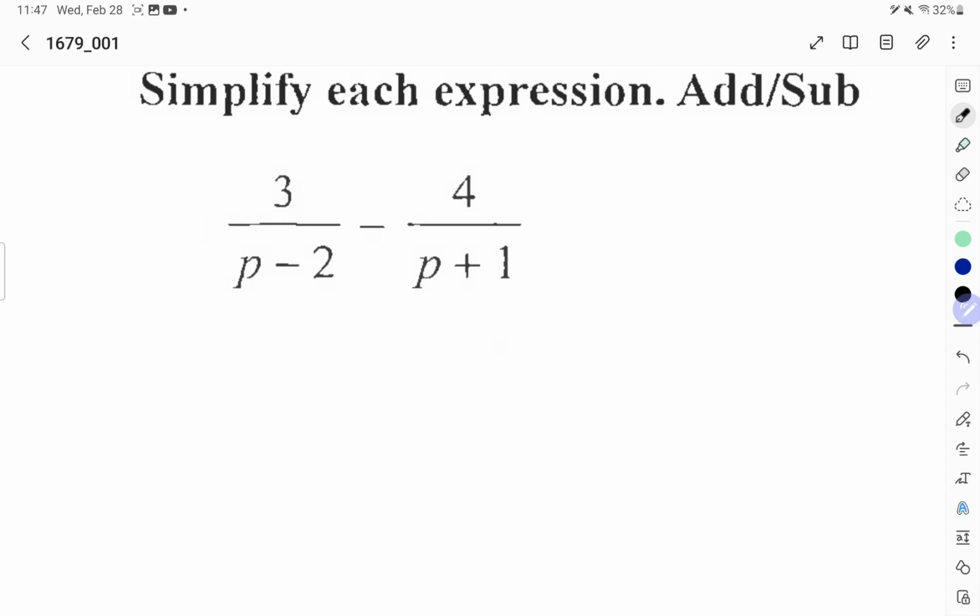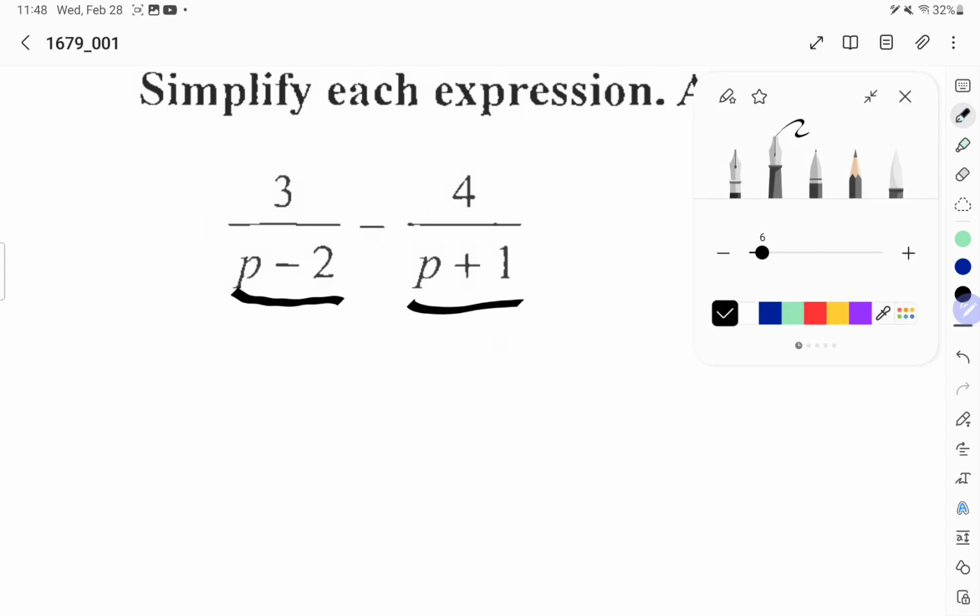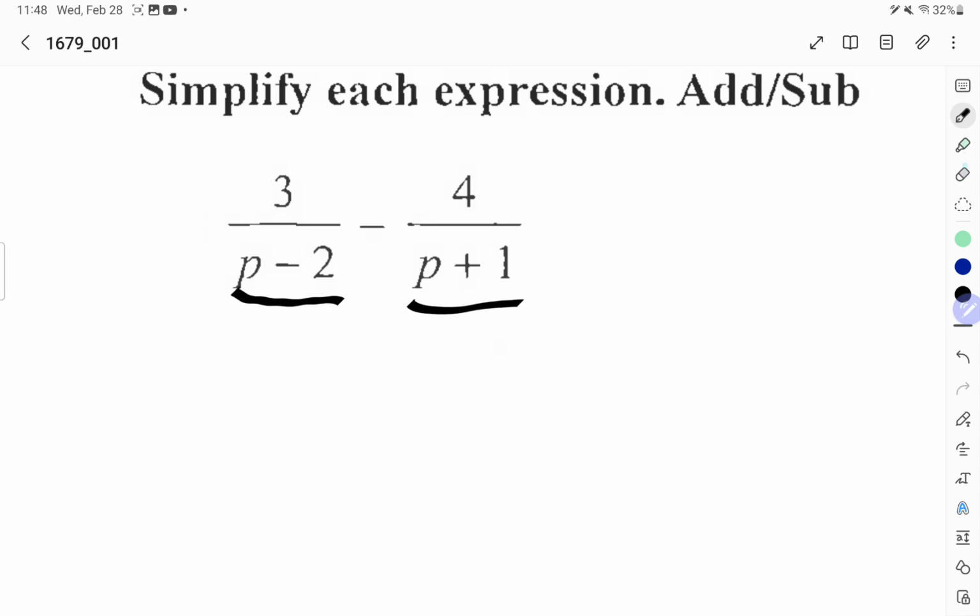All right, so I don't know how to actually explain this in the easiest form, but the one thing you need to have on your denominator is the same thing. If you look at both fractions, we have p minus 2 and p plus 1. I want both of those binomials below my fraction. So that means I'm going to have to multiply on both sides by the opposite.